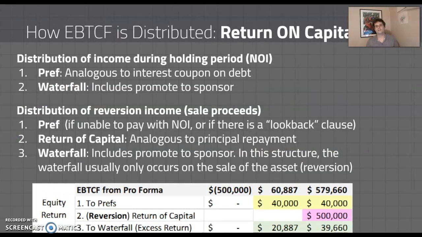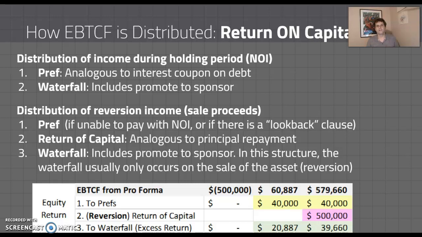What we're focused on here is the scenario called return on capital. It's an agreement where instead of paying back our investors' principal or equity investment over the course of the holding period, we are going to pay them interest payments, or analogous to interest payments, which is called the pref, or the preferred return. But any money left over is actually going to flow through the promote structure, not through a return of capital.